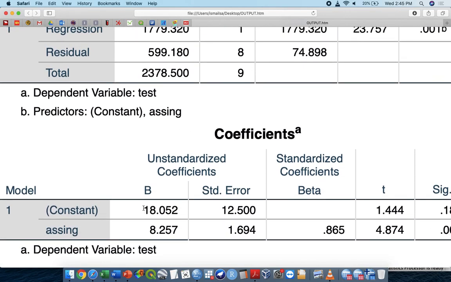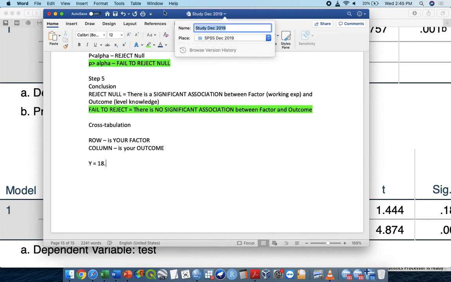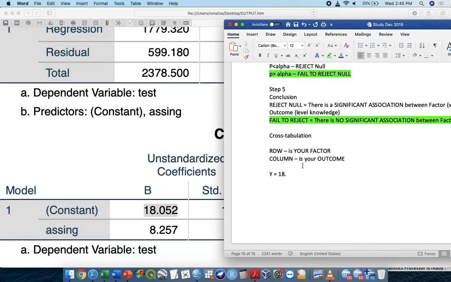You can see that 18.052 is our intercept, right? And then 8.257 is our X. So what is the equation that will be derived? The equation will be derived something like this. Y is equal to 18.052 plus 8.257 X. So your X will be assignment.